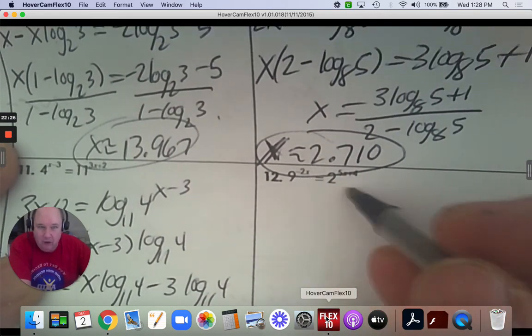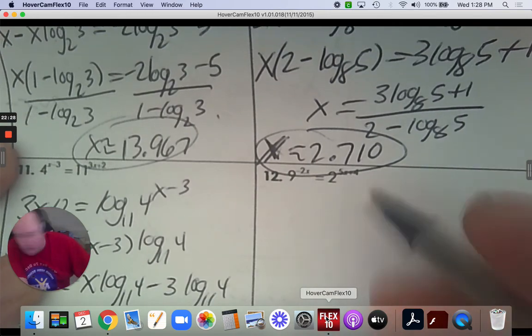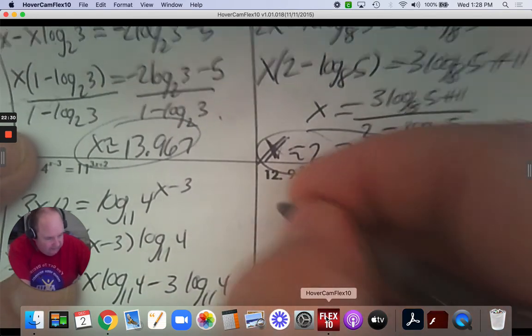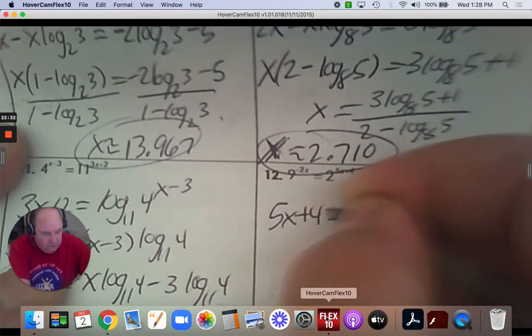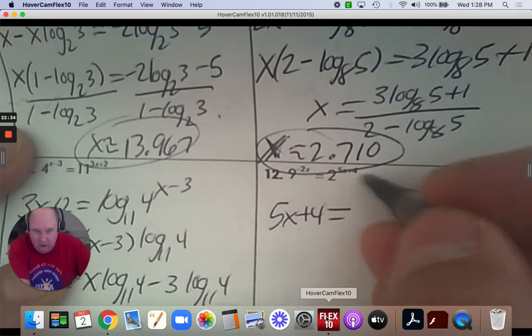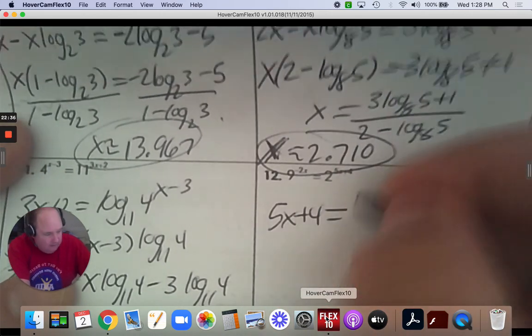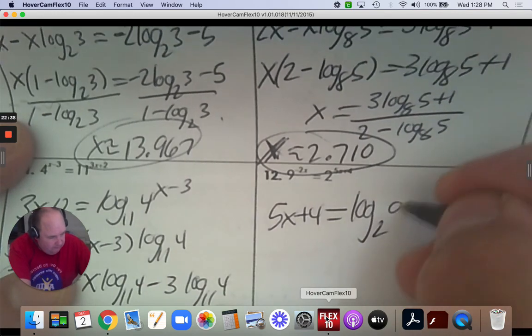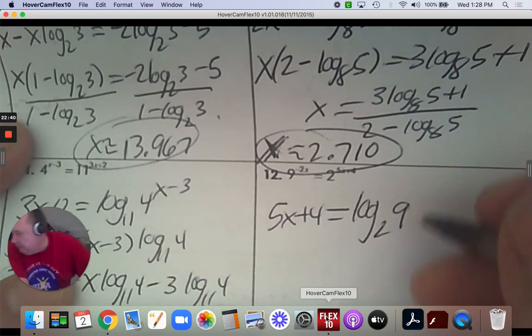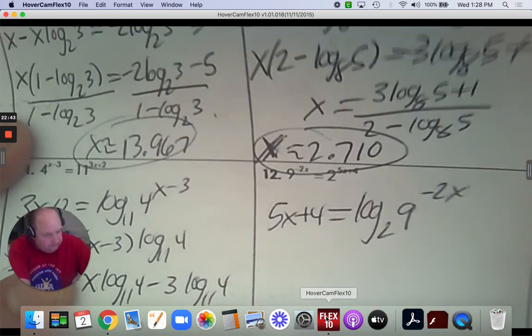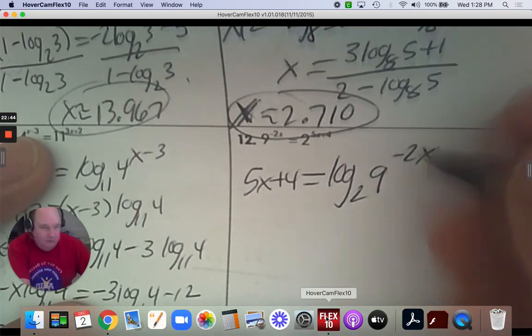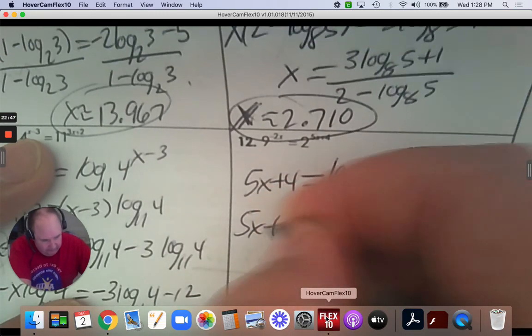So again, the more complicated one, I would say, is the right side. So it's 5x plus 4. You get the right answer either way, but it's a little easier if you take the more complicated exponent. And then we're going to write it as a logarithm. So it's 9 to the exponent negative 2x. Next, we're going to use the power property, and then we're going to distribute.